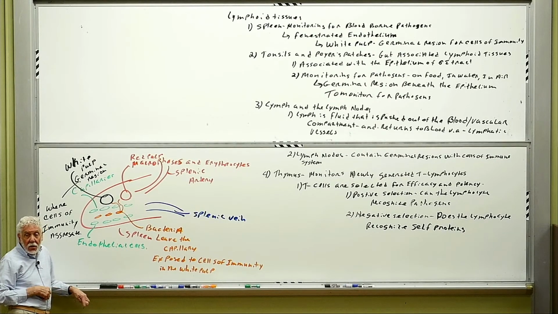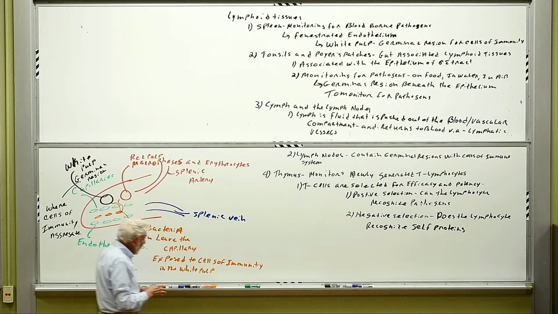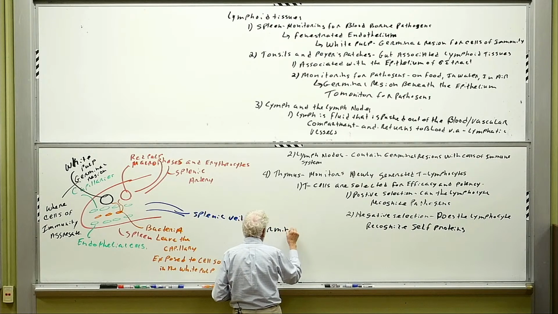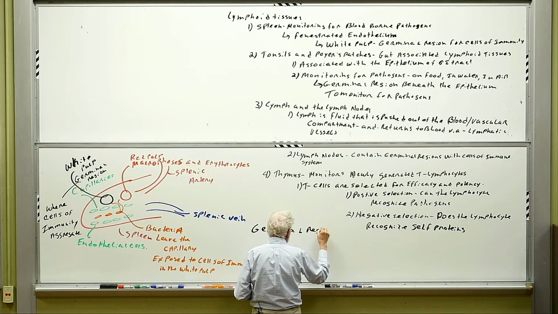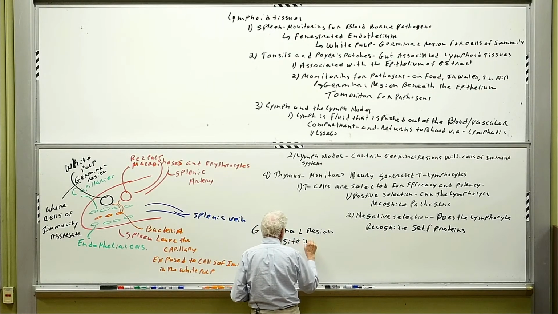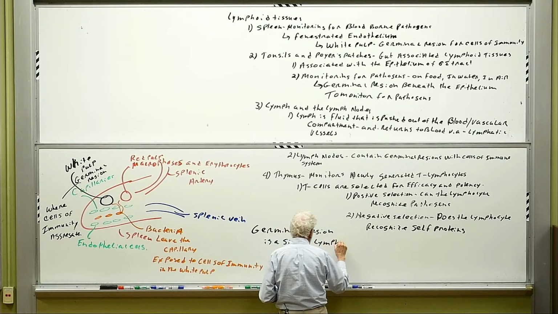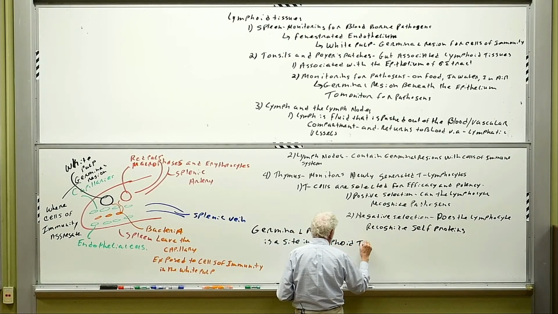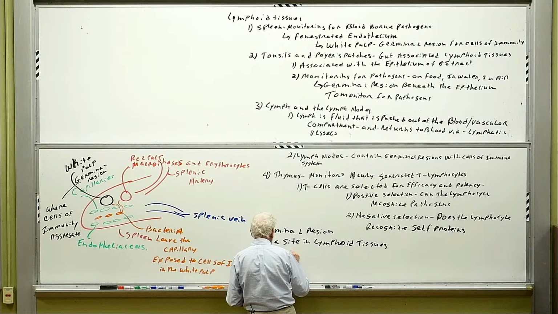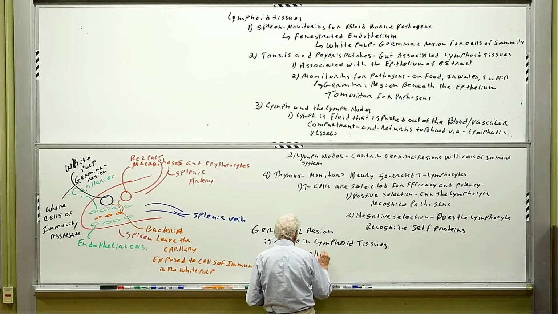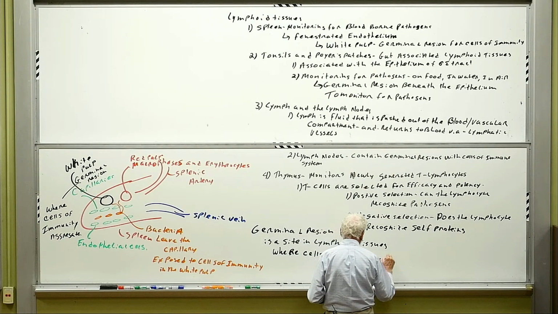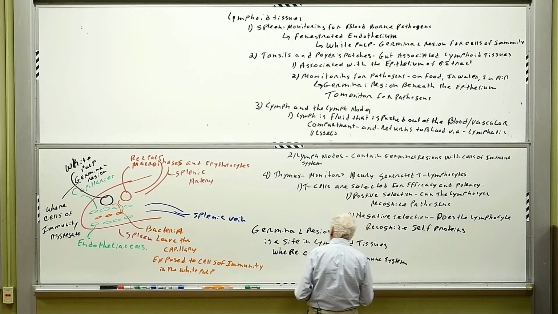Yeah? What do you mean by germinal region? What do I mean by a germinal region? Let me define that. A germinal region is a site in lymphoid tissues where cells of the immune system aggregate.